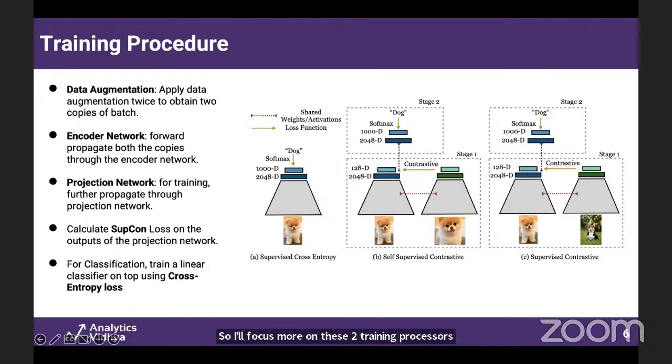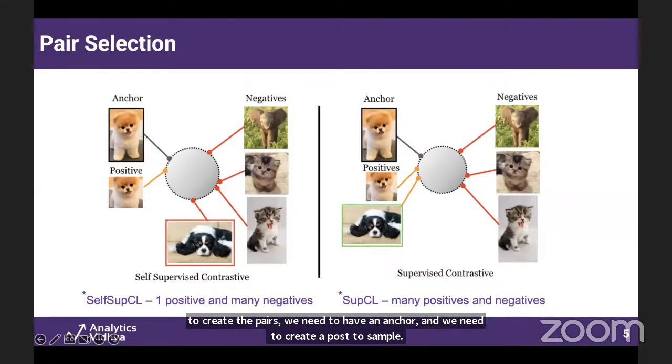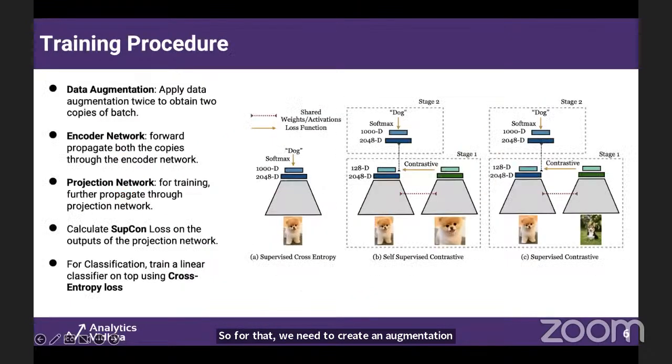So in contrastive learning, there are three major steps: data augmentation, encoder network, and projection network. In self-supervised contrastive learning, we need to do data augmentation because we don't know the label. Like I mentioned in the previous slide, to create the pairs, we need an anchor and we need to create a positive sample. So for that, we need to augment the anchor and create a positive sample. So for self-supervised contrastive learning, we need data augmentation.